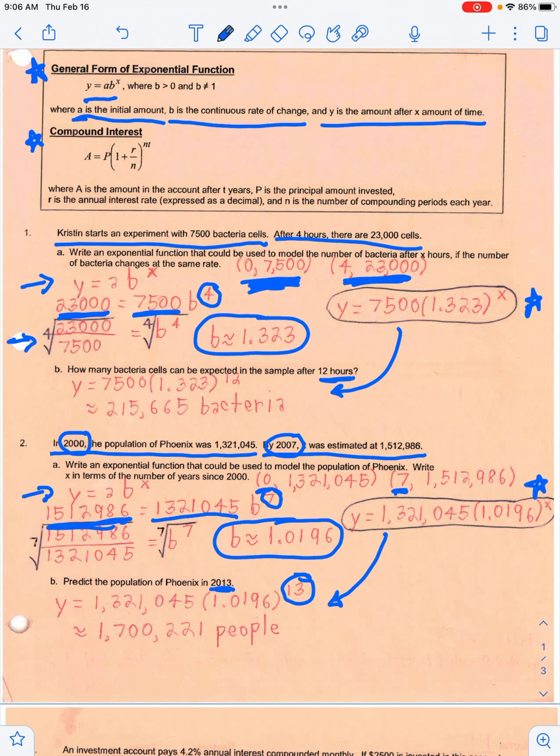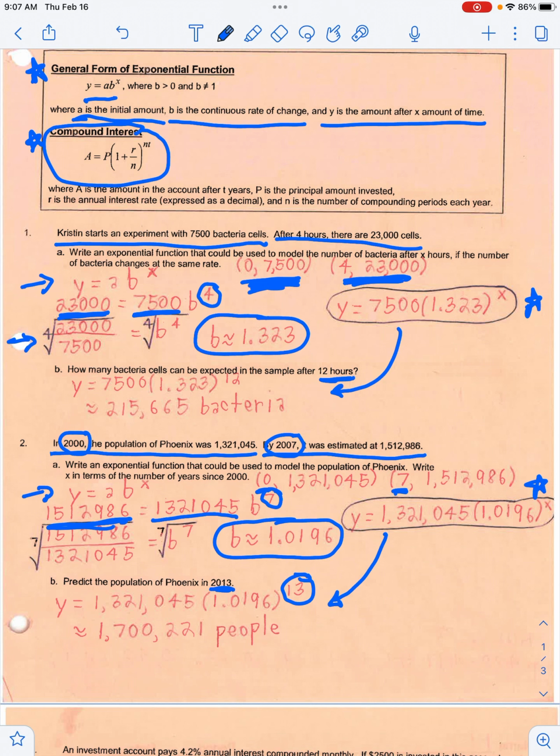So that's the first type of model you'll be dealing with in your homework. Then the second model is compound interest, and you see that formula up here at the top. And on the back side, we're going to be dealing with that model. In that model, A is the amount you have in some account. It could be a bank account, a 401k account, an annuity, an IRA, anything that you're accumulating compound interest. So A is the amount you have in the account after T years.